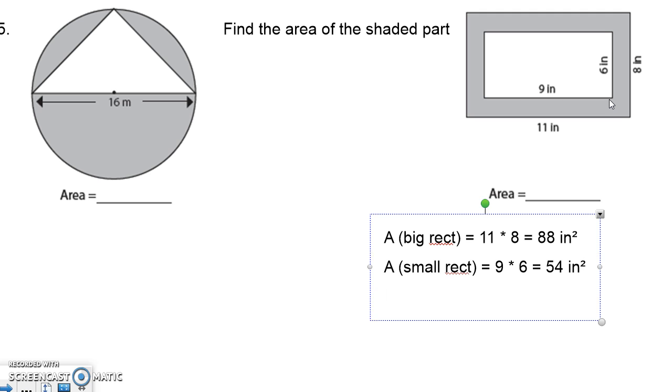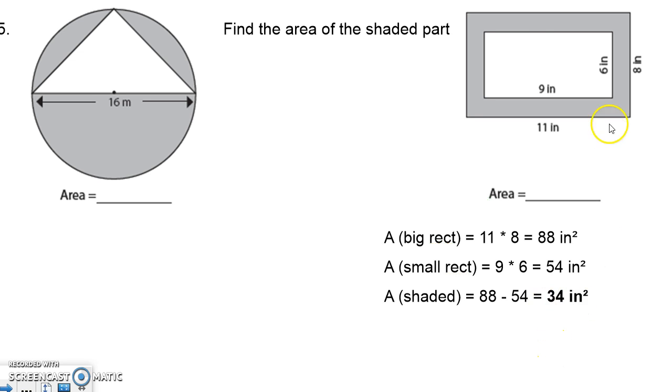To get the area of just the shaded part, I'm going to do the bigger one, which was 88, minus the smaller rectangle, which was 54. And 88 minus 54 makes the area of the shaded part just 34 square inches. So this is my actual answer. That's the area of just the shaded piece. All right, I'm going to go back to question 5.